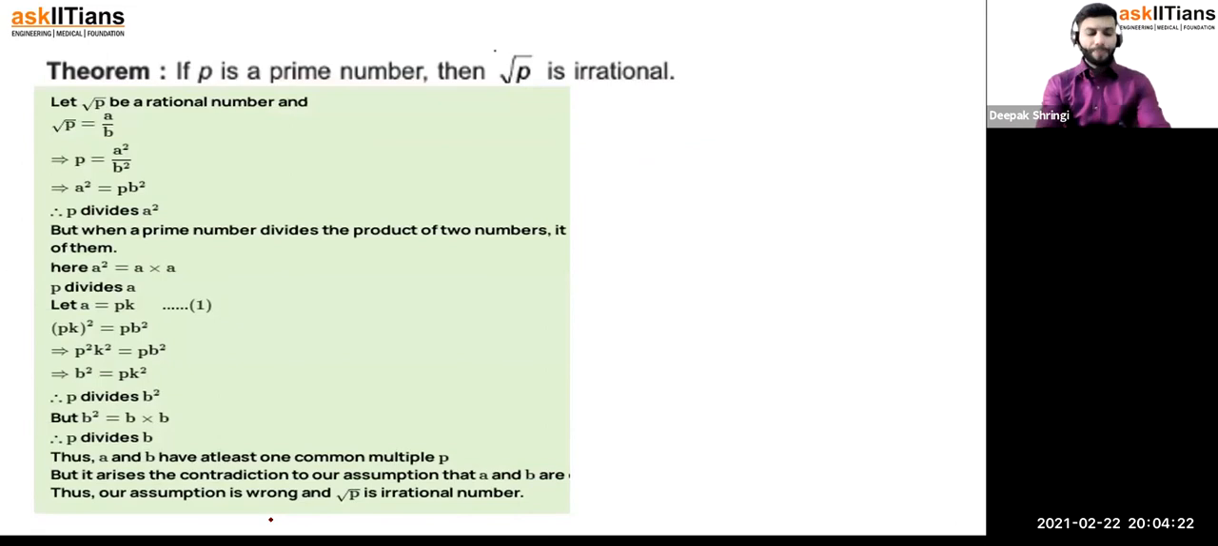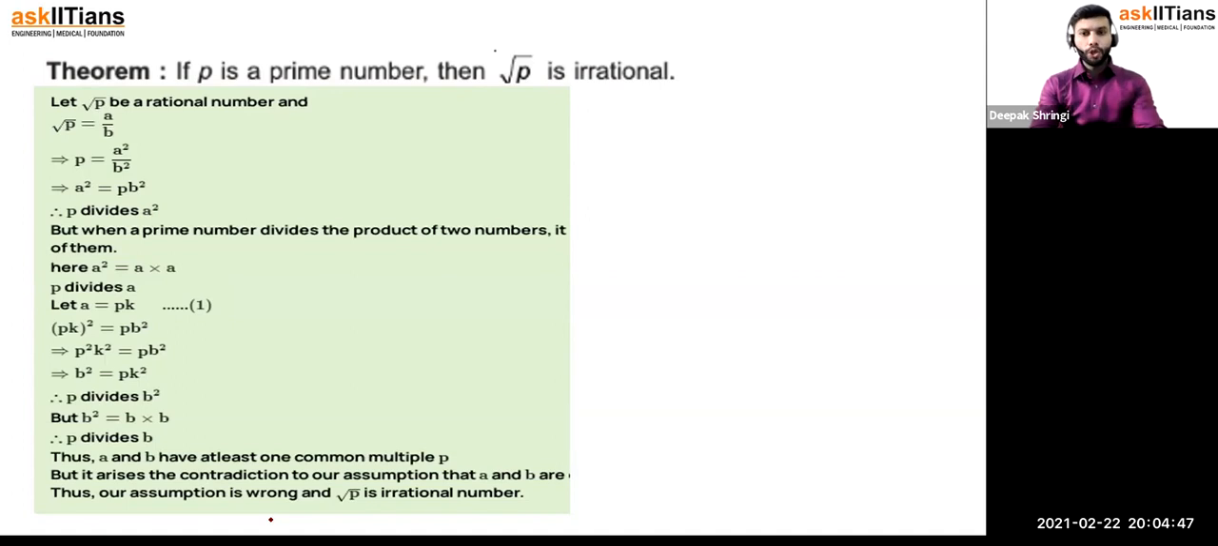Okay, so look, the theorem is that if p is a prime number, then under root of p is irrational. Now this is very, very important, right? So for any prime number, its square root is going to be irrational. Like the square root of 2 is irrational, square root of 3 irrational, 5, 6, 11, 7, under root of 7, under root of 11, right? All of them are irrational.